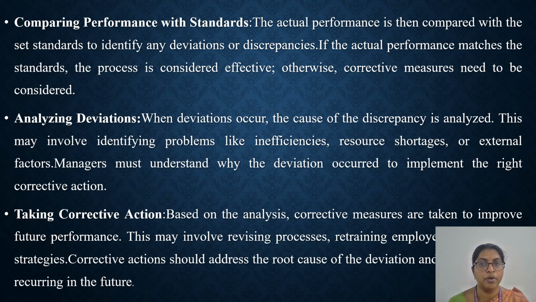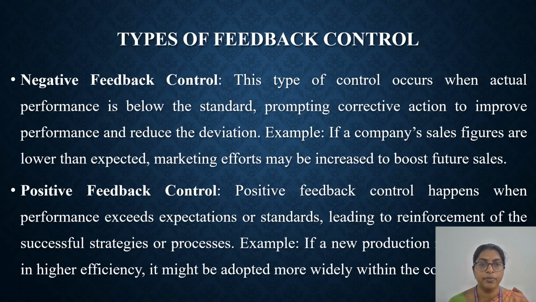So the actual performance is then compared with the standard to identify any deviation or discrepancy. So next one is analyzing the deviation. So when deviation occurs, the cause of the discrepancy is analyzed. Next one is taking corrective action. So based on the analysis, corrective actions are taken to improve the future performance. Okay. Next one is types of feedback control.